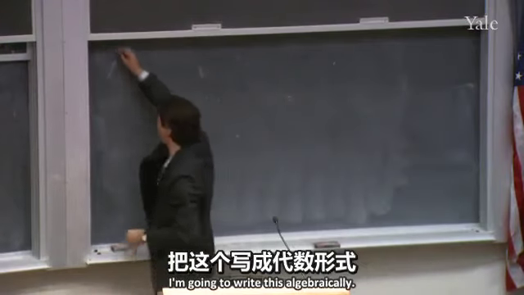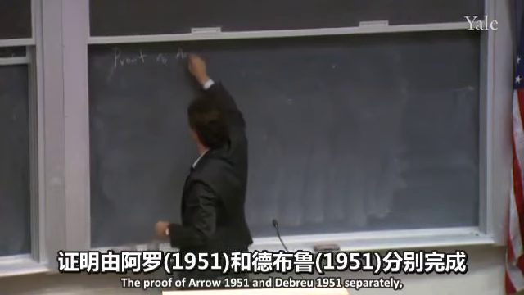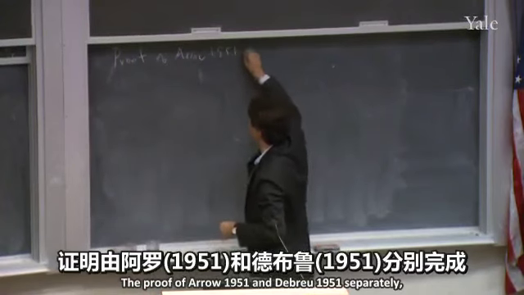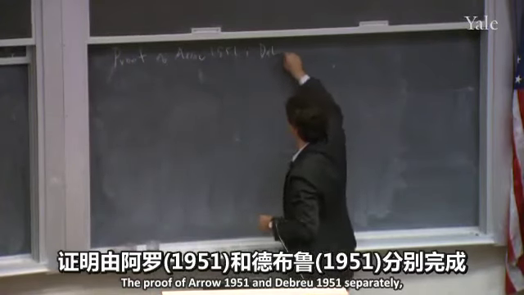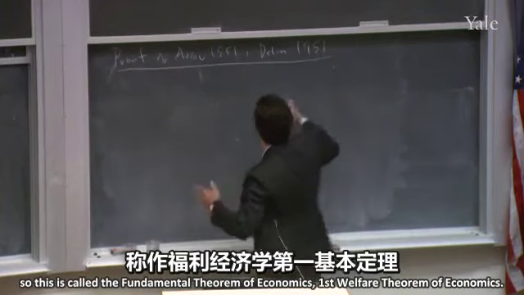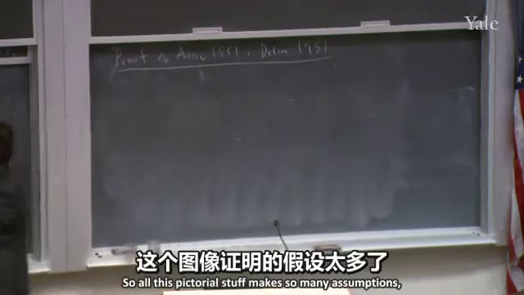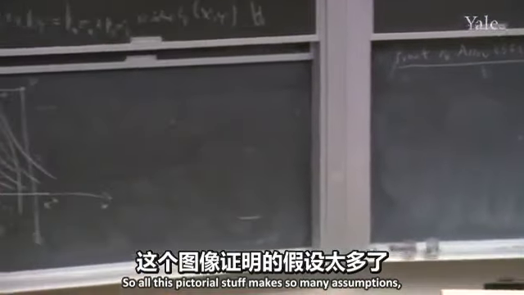So now I'm going to write this algebraically, the proof of Arrow, 1951, and Debreu, 1951, separately. This is called the fundamental theorem of economics, the first welfare theorem of economics. All this pictorial stuff makes so many assumptions.